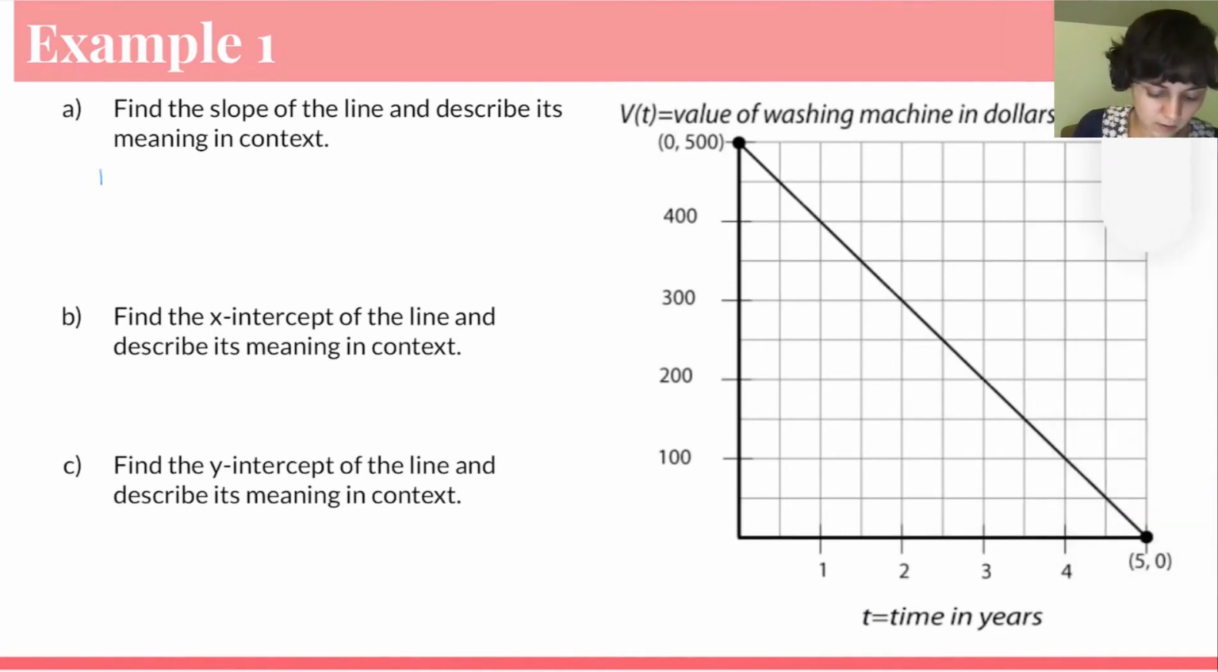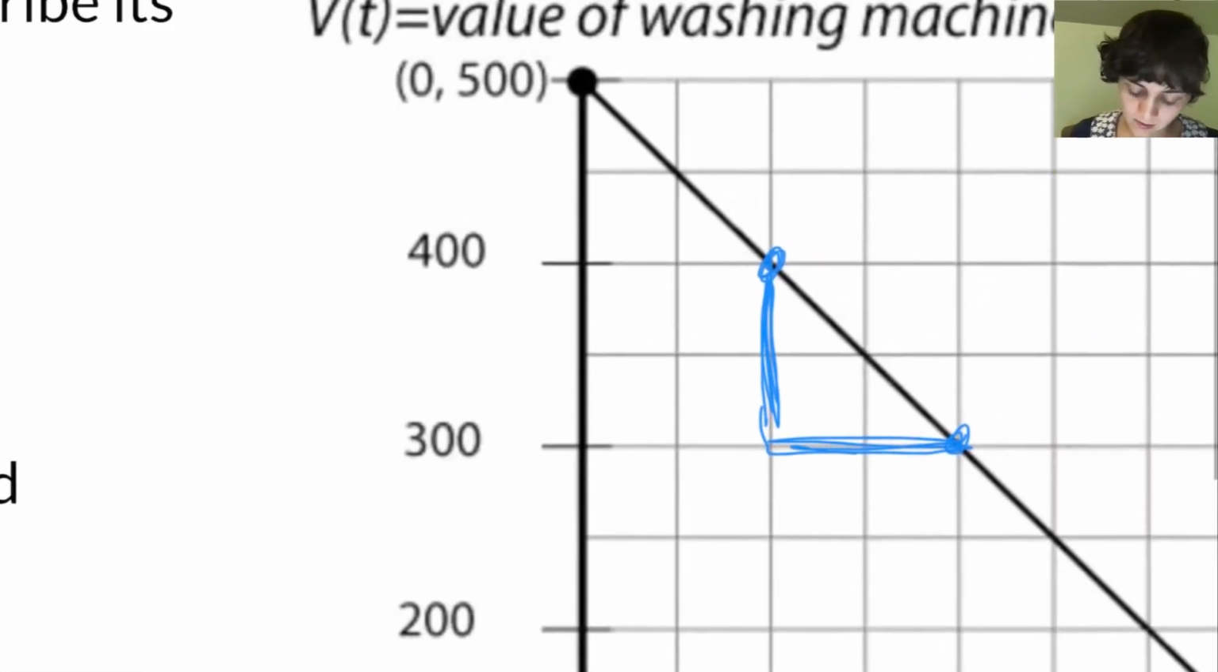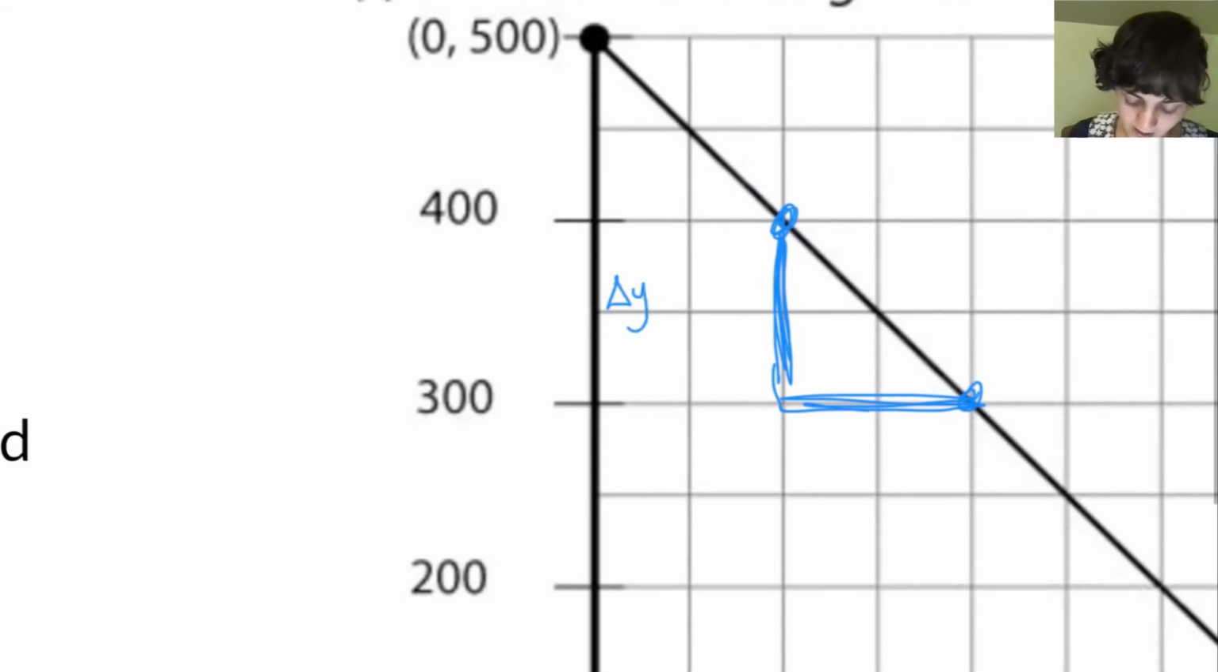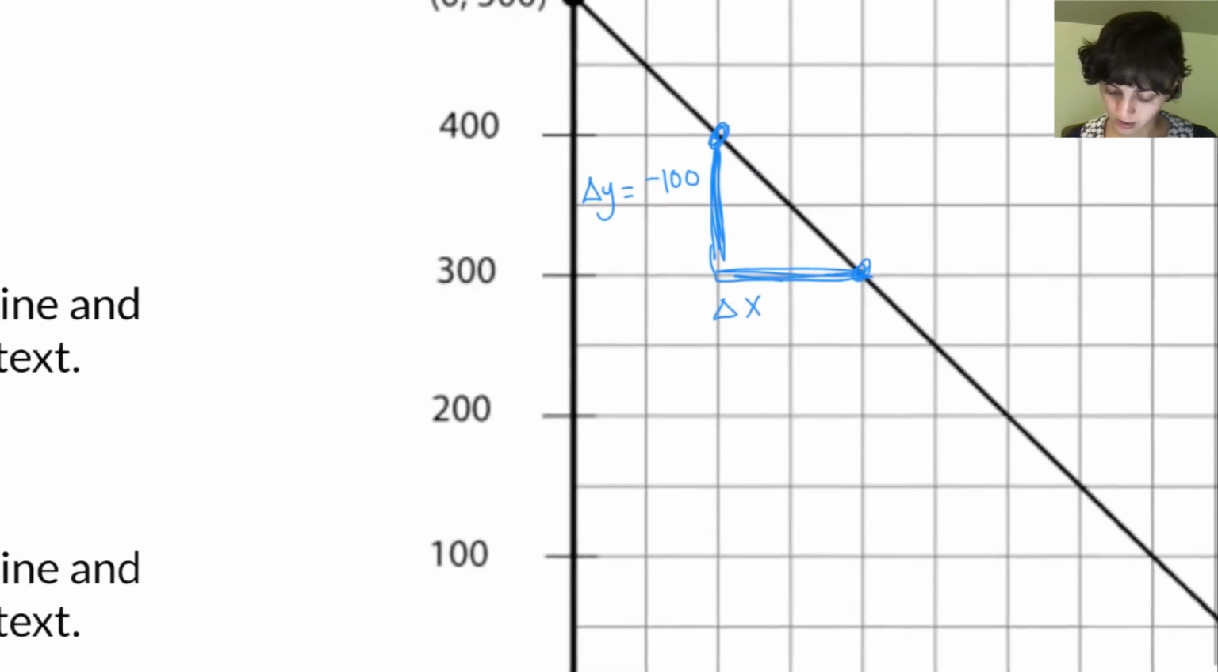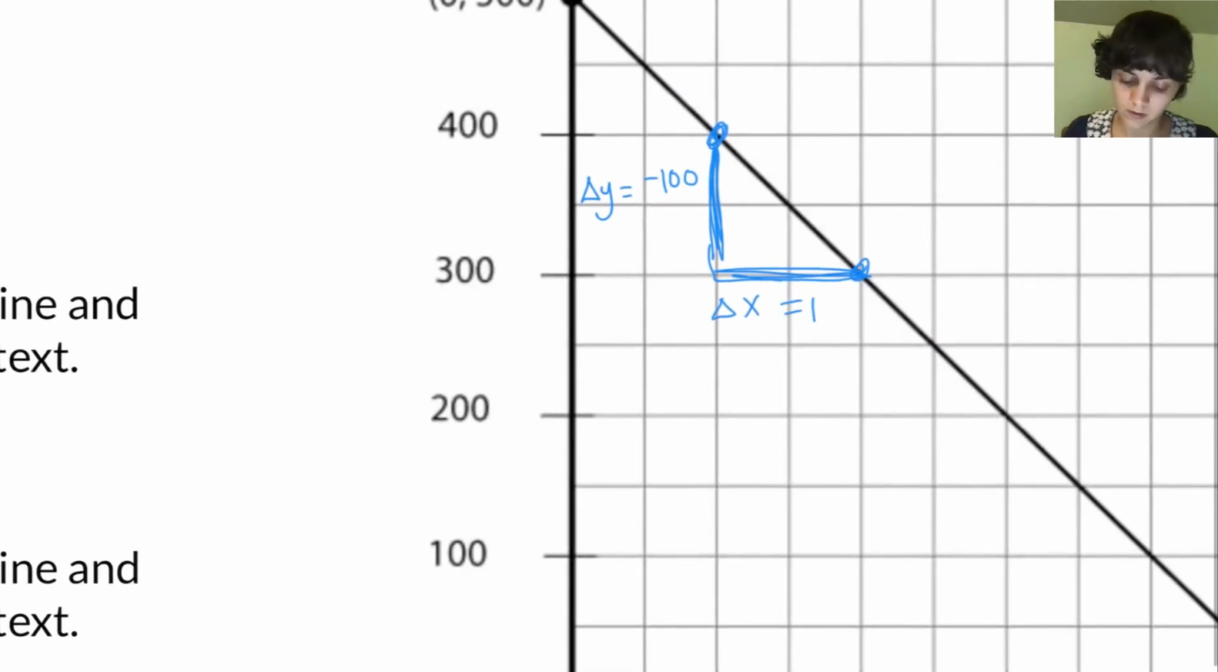So our slope is our change in y over change in x. If we have a graph, it's pretty easy to find the slope. We'll just choose 2 points, and then we'll calculate the change in y and the change in x. In this case, our change in y goes from 400 to 300, so that's negative 100. It's going down by 100. And then our change in x goes from 1 to 2, which is 1. So on a graph, it's pretty easy to find that.